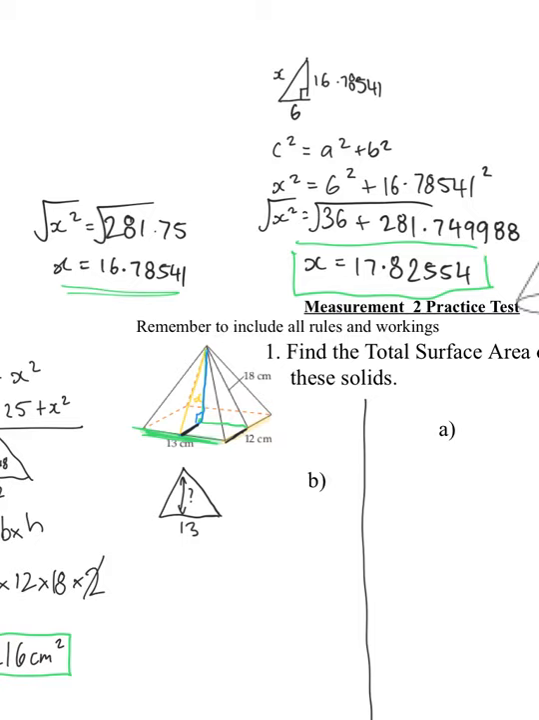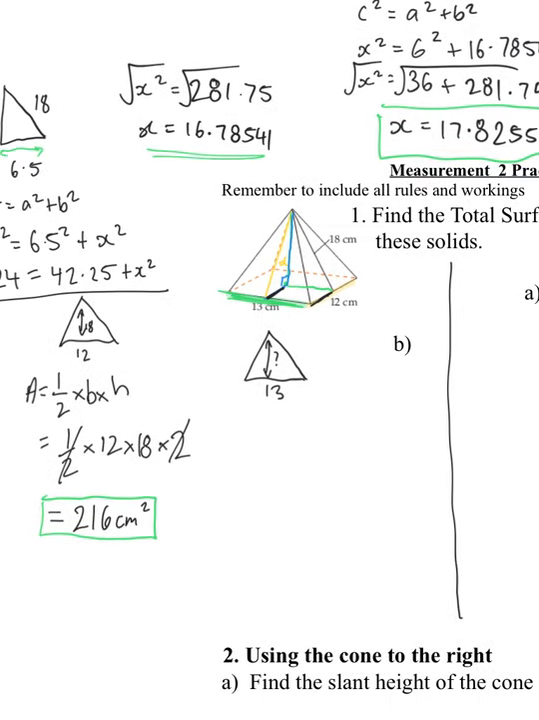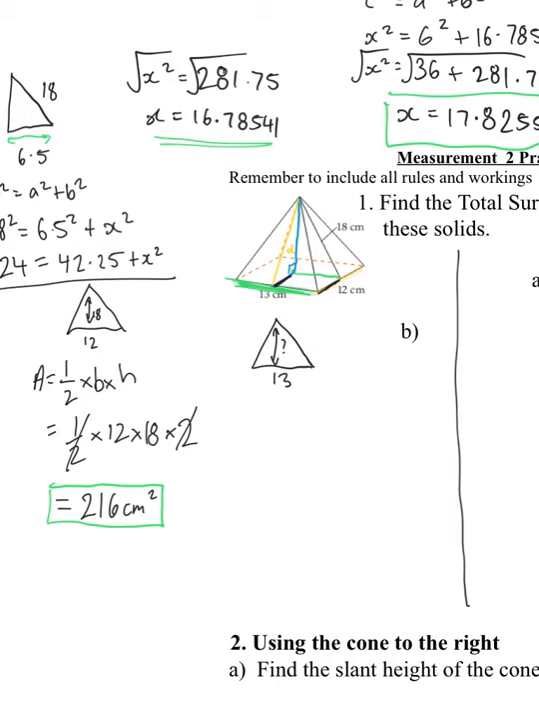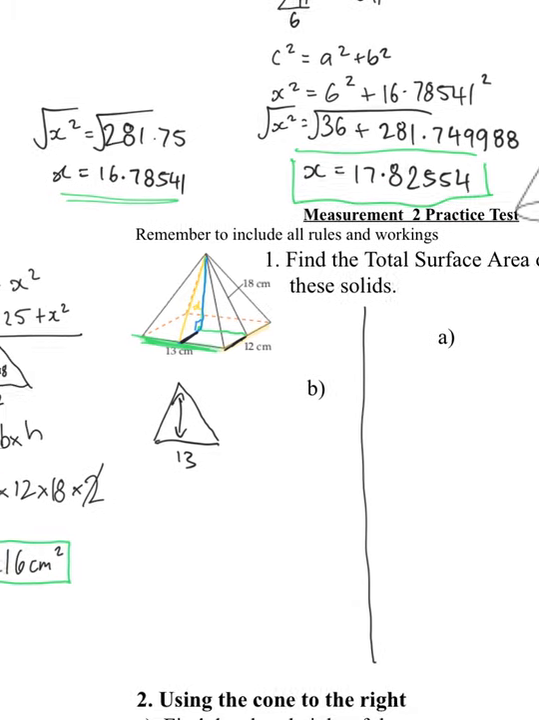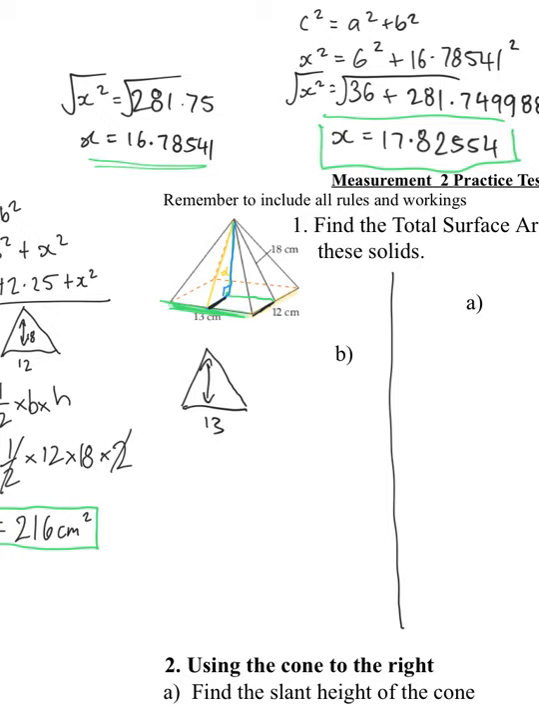Okay, we know that slant height is 17.82554. So what I'm going to do is go back to that triangle we were working on before. I'll get rid of the whole thing. I'll draw it again. Okay, so the base of the triangle is 13. And the height, rather than me writing it in, is that 17.8 we just found. Because there's going to be a pair of those triangles, one on the front, one on the back, we're going to times it by 2.